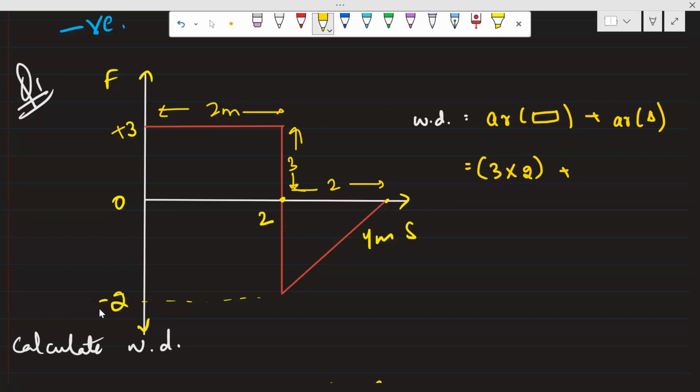So height is negative. So this will be half into base, which is 2, into height. Height will be minus. So this would be half into 2 into minus 2. This would make this 6 minus 2, which is equal to 4. Only 4 is left from here. That is 4 joules.